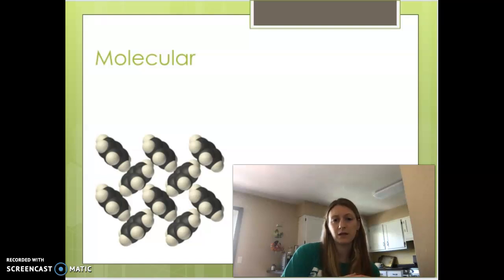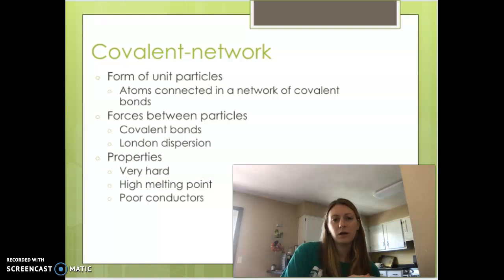This is an example of a molecular one. You can see that while the atoms or the molecules are arranged in a pretty specific way, they're not very tightly arranged. A covalent network is a connection in a network of covalent bonds. So now we're talking about things that are not polar, because covalent bonds are all on the same side of the periodic table. They're all nonmetals, so they don't have a big enough difference in electronegativity to form a polar bond. So we're talking about covalent bonds and London dispersion being the main things holding these particles together. They do tend to be very hard with very high melting points, but still very poor conductors of electricity.